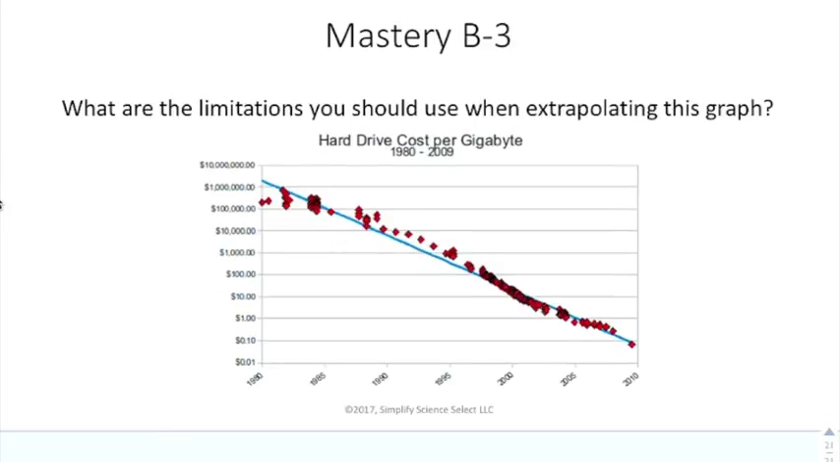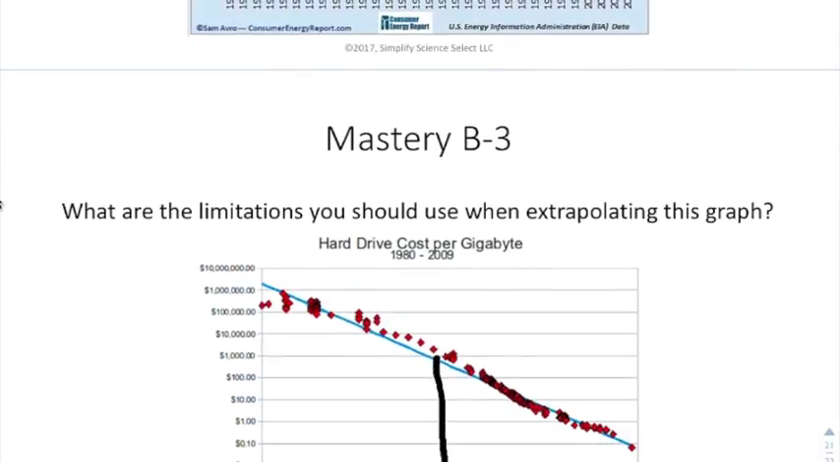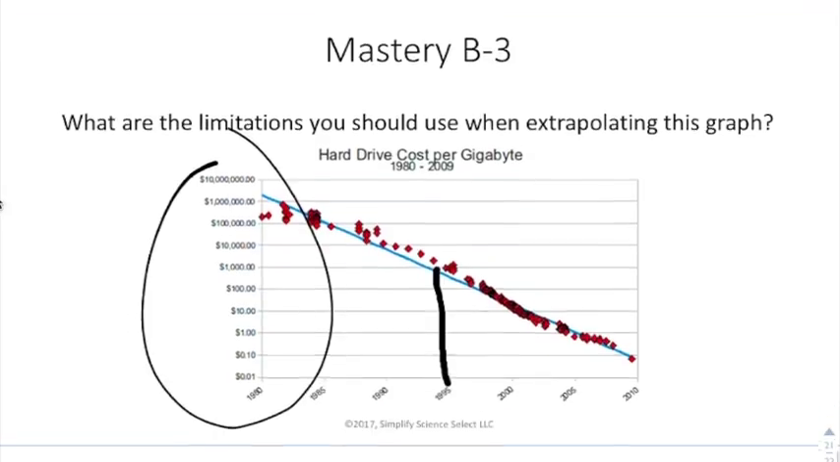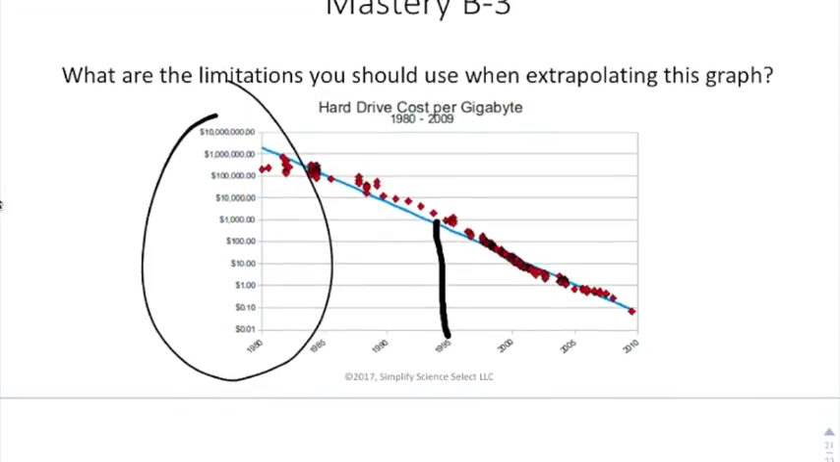Now, what are the limitations that you should use when extrapolating this graph? This is actually a pretty interesting graph because it's the cost per gigabyte of hard drive per year. If you look at 1995, for you to have a gigabyte, it cost almost $1,000. Now, this is a logarithmic scale, right? Because it's a logarithmic scale, each line represents a change of a factor of 10. So it's going 1 to 10 to 100 and so on, and that's so we can get this data on the graph.